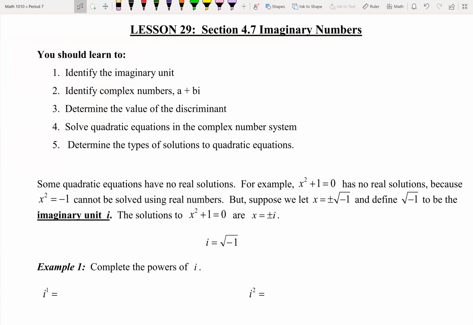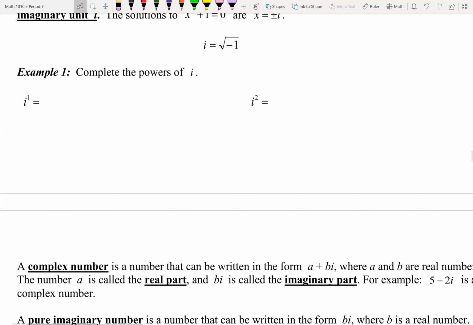Okay, so we have not discussed imaginary numbers, well, a little bit, until now, okay? So this whole lesson is all about imaginary numbers. The definition of an imaginary number is if you have a negative inside of an even root. Maybe draw an arrow right there and write "even."